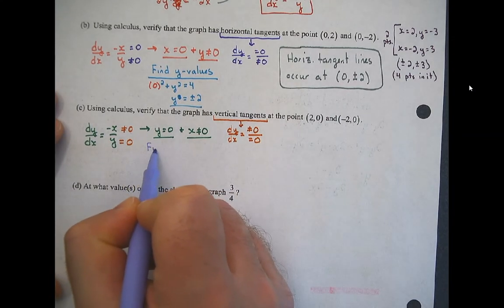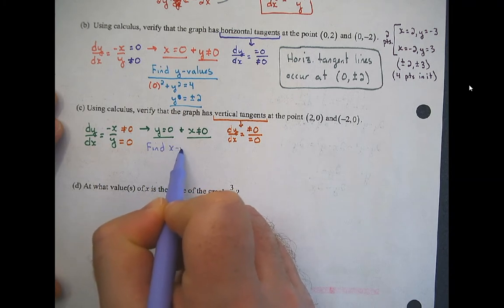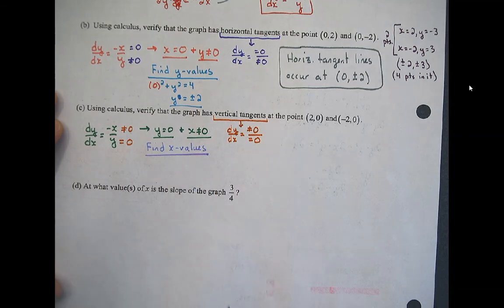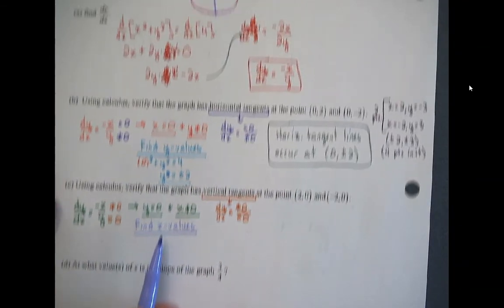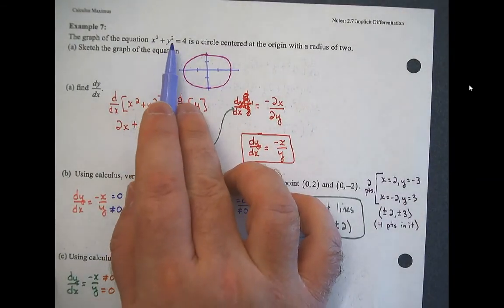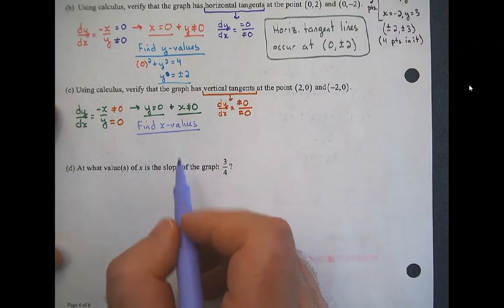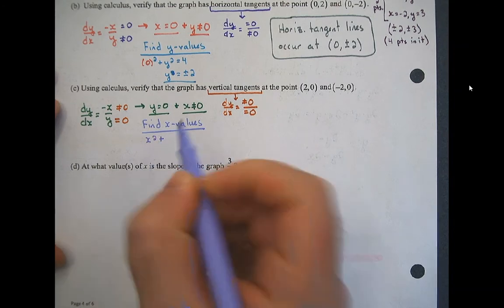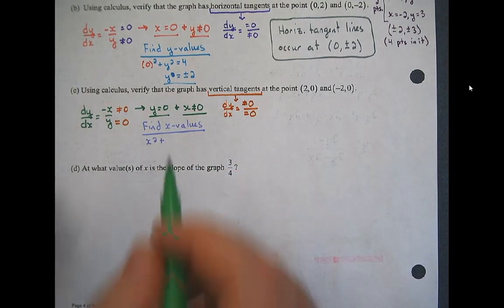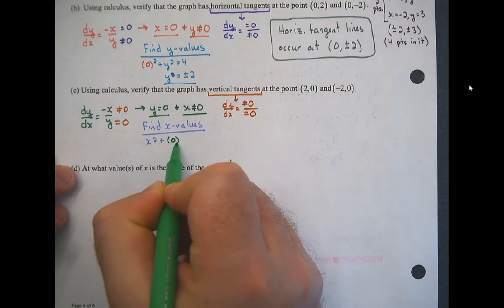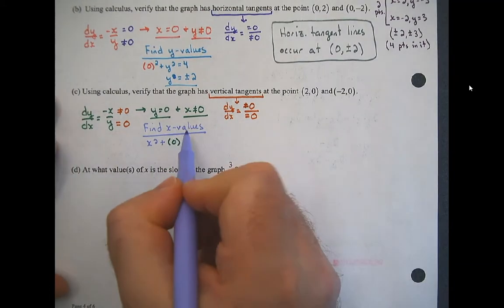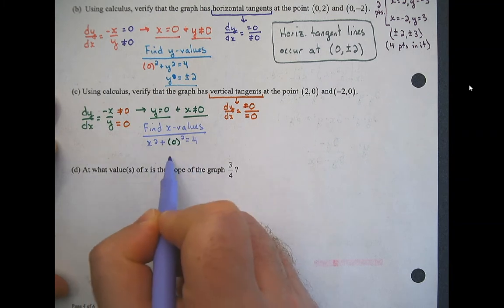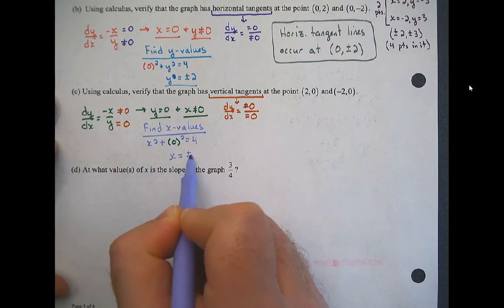Find our x values. We find our x values by using the point machine. That's this guy. We know what our y values are this time. We don't know what our x values are. So we go x squared plus, this time our y value is 0, squared equals 4, which really means x squared equals 4, which really means x equals plus or minus 2.